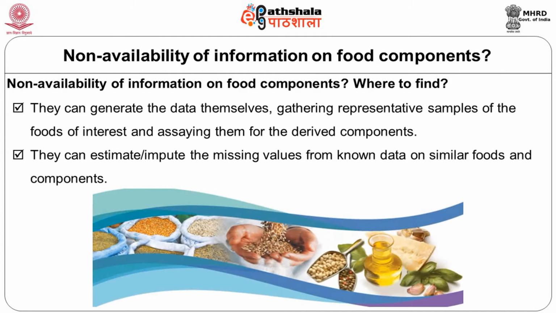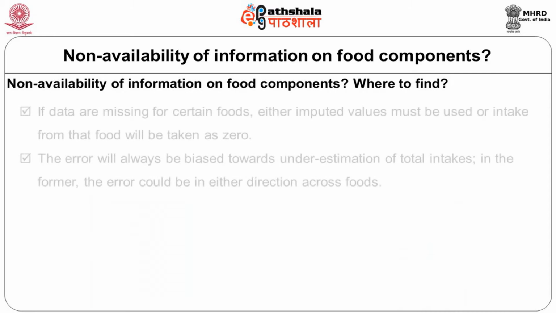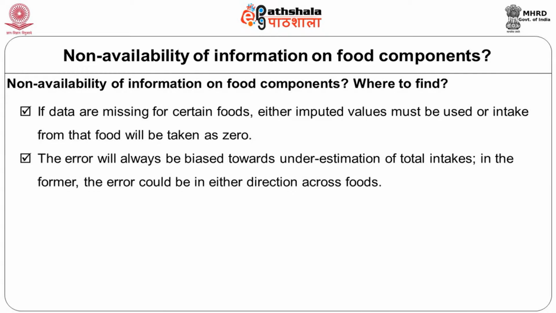The first option requires resources that users rarely have, while the second requires clear and well-defined rules for estimation which do not currently exist. Thus, if data are missing for certain foods, either imputed values must be used or intake from that food will be taken as 0.